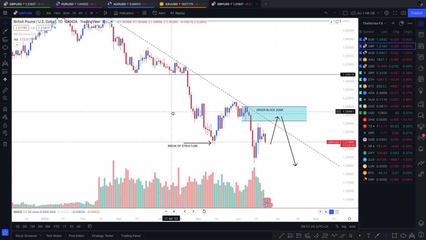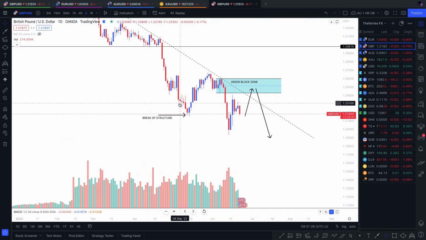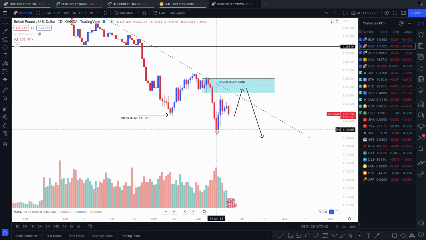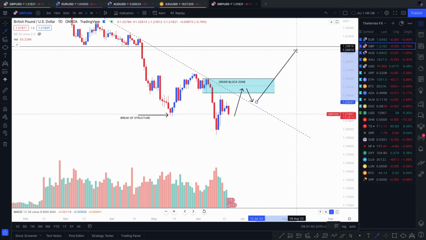This descending trend line has been tapped. 1, 2, 3, 4, right? It's been tapped for a while now. We've been getting multiple taps. So if we do see a break of this trend line, it is a possibility that we could retrace to the bottom of the trend line before finally making a bullish move upwards.